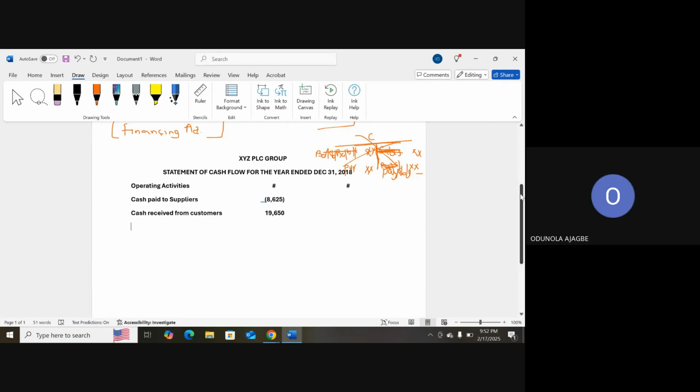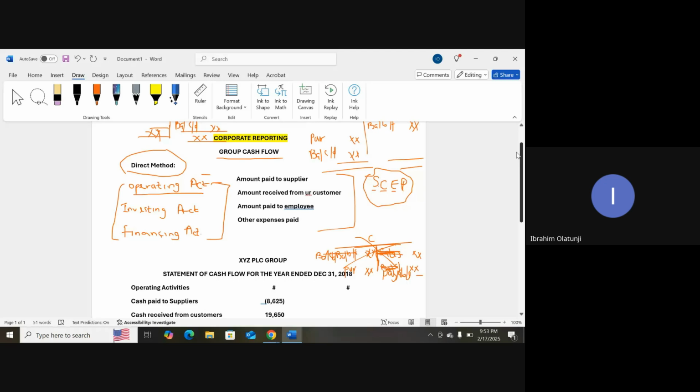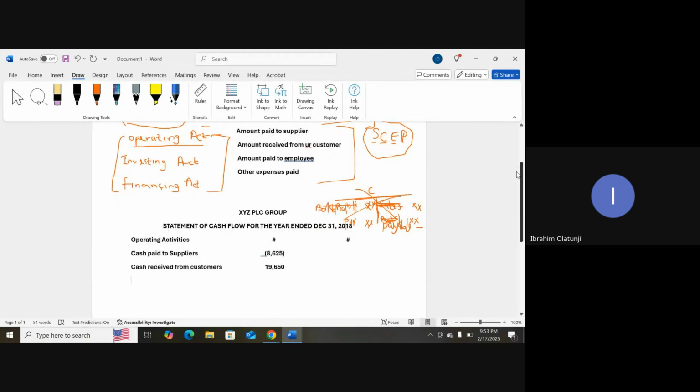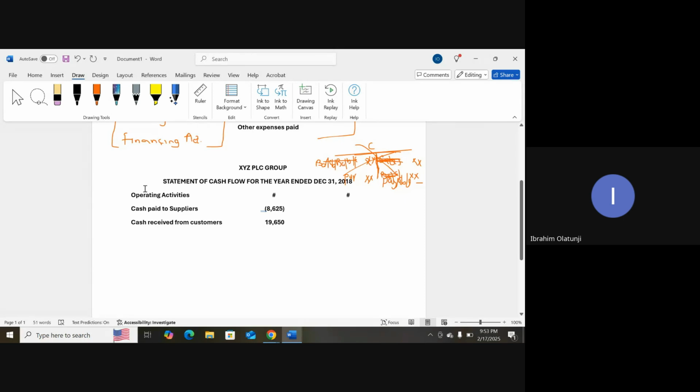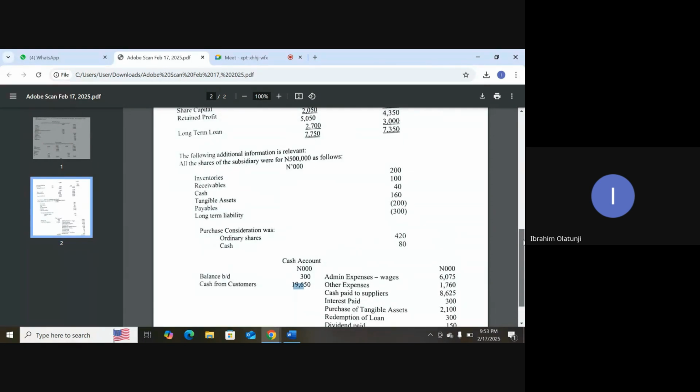It's clear. Yes. So let's now move to the third one, which is E. Amount paid to employee. That is what you pay to your staff. Cash paid to employees. Then you go to the question, the examiner gives you what they paid to the employee.